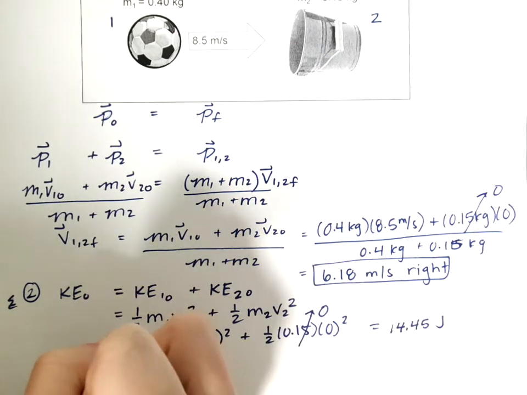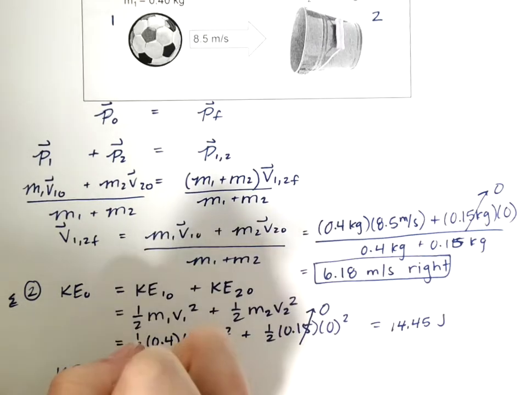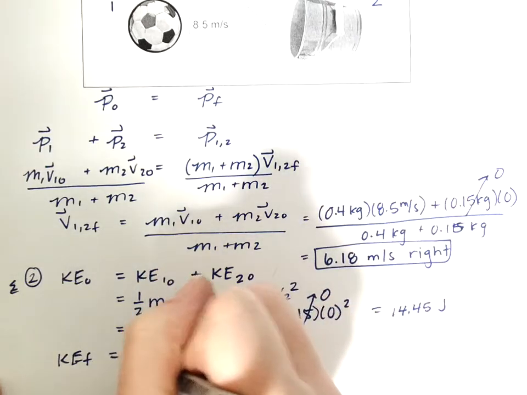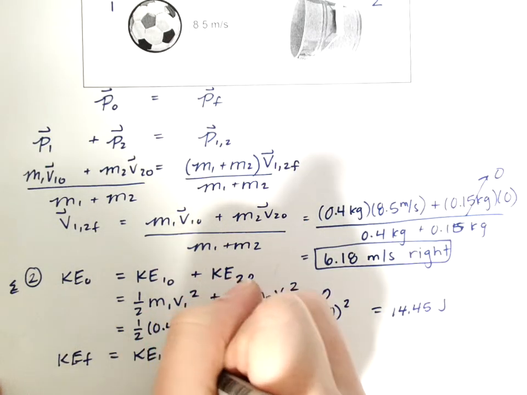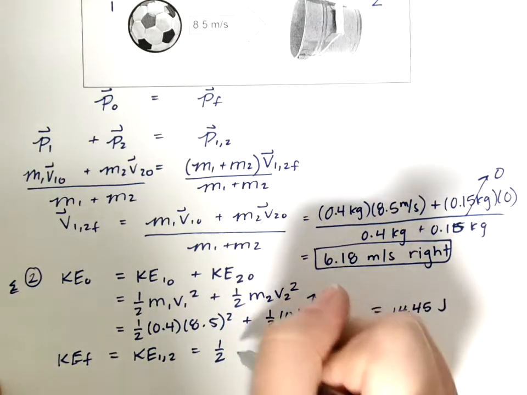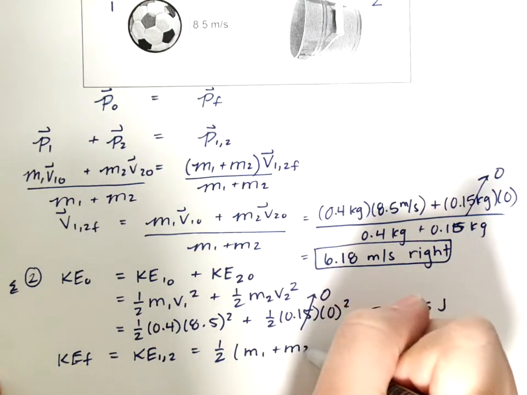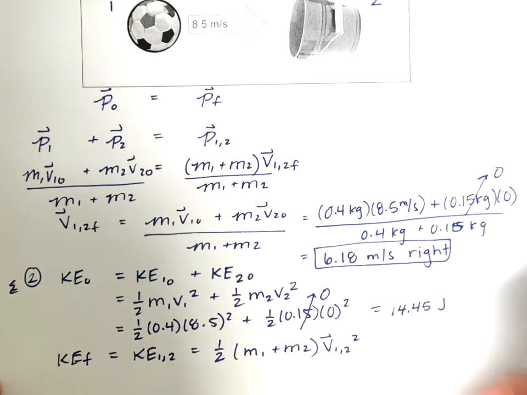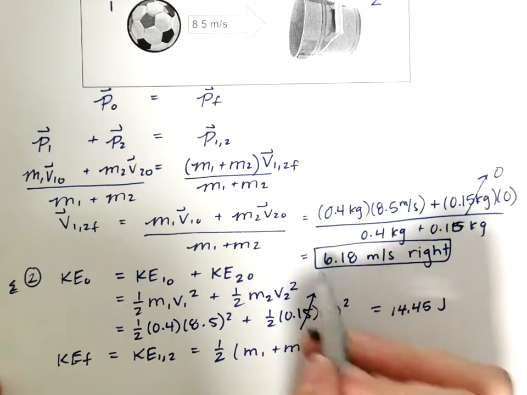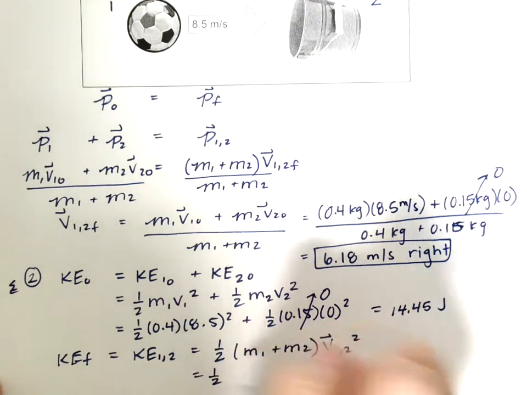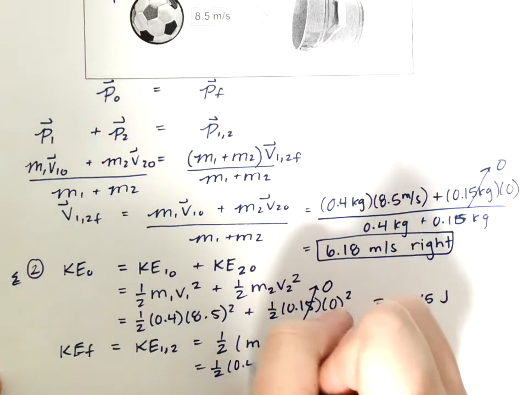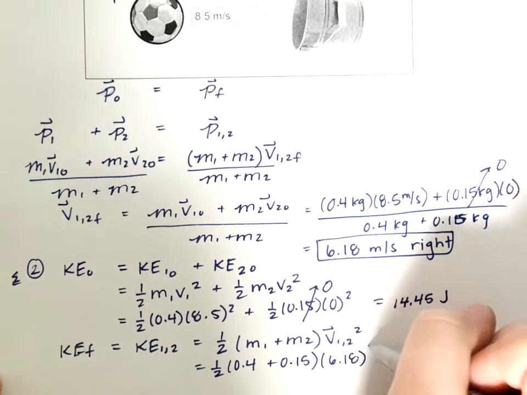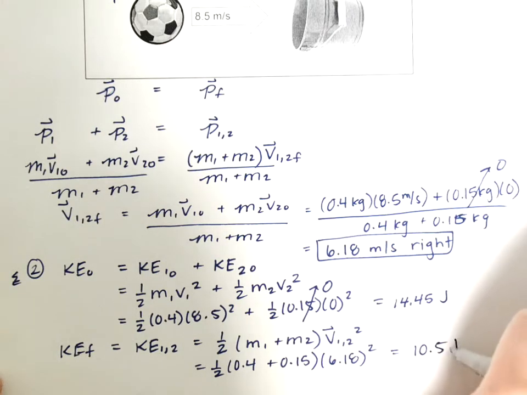Let's go ahead and find the kinetic energy at the end. KE final is equal to, and at the end, they're combined, so they have a kinetic energy together because they move off together. The mass is going to be the mass of both of them, and the velocity is going to be the velocity of both of them that we found earlier in part 1, so it's V1,2 squared. There it is. Let's plug it in: 1/2 times 0.4 plus 0.15 times 6.18 squared, you should get 10.5 joules.